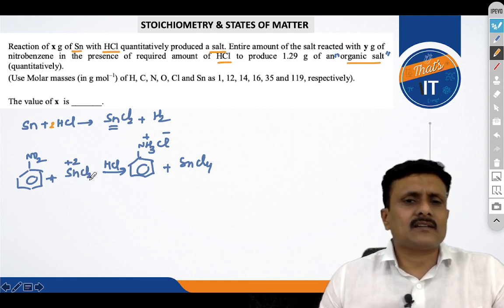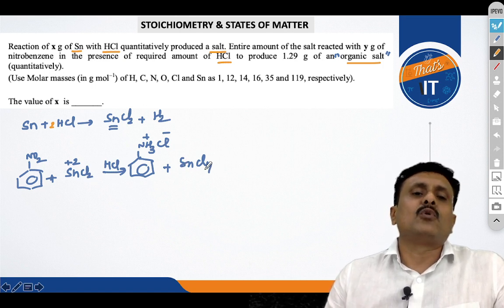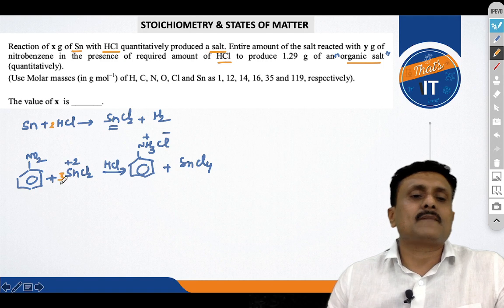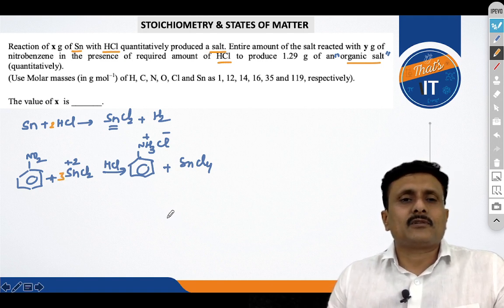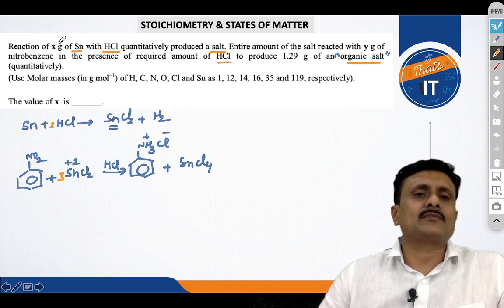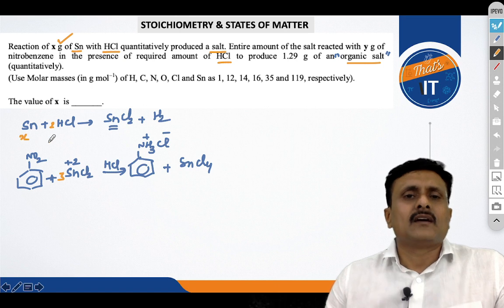You need to balance it by writing coefficients. You can see that depending upon the number of chlorines, as they are more than 4, obviously here comes the 3 moles of SnCl2. Alright, now you can see how many grams of tin had been used. You can see that x gram of tin had been used.